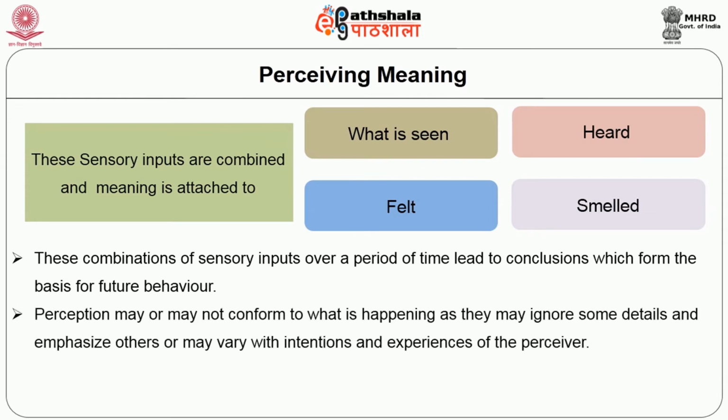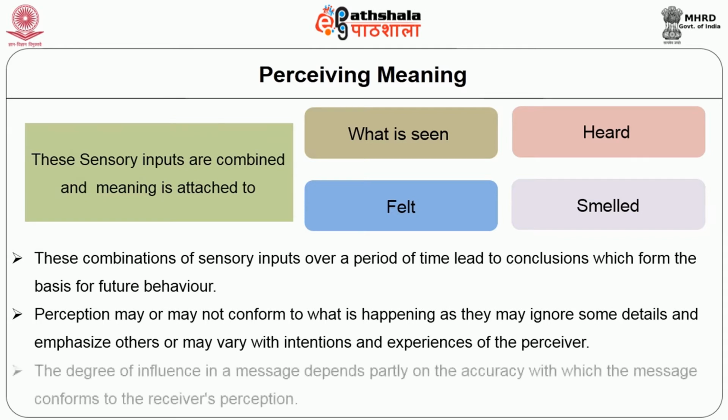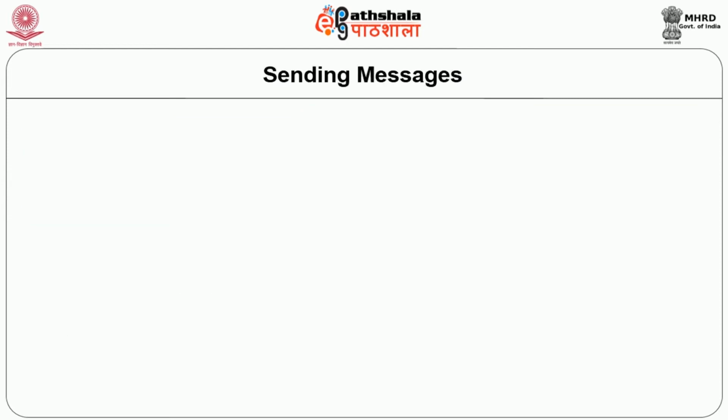Perception may or may not conform to what is happening, as people may ignore some details and emphasize others, or may vary with the intentions and experiences of the perceiver. The degree of influence of a message depends partly on the accuracy with which the message conforms to the receiver's perception. Next one is sending messages.